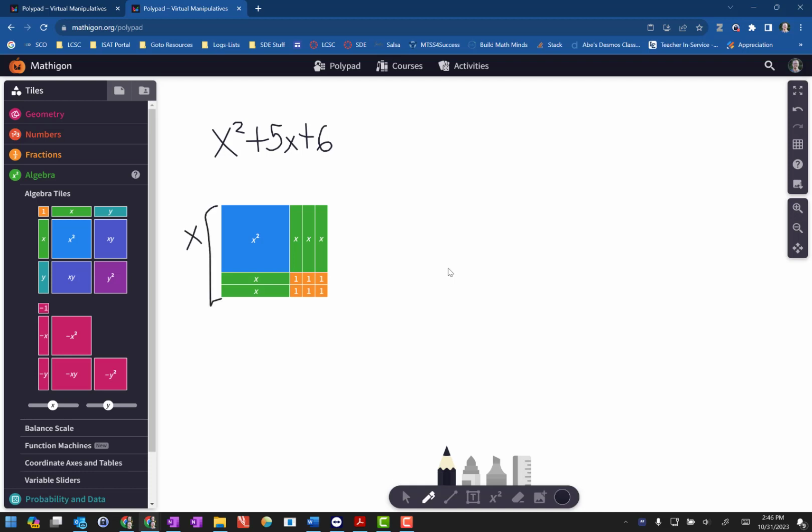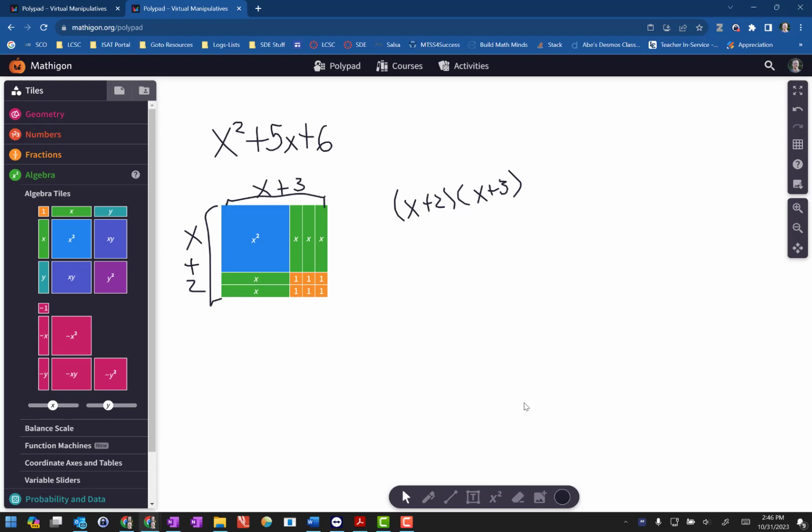This is x plus 2, and this one is x plus 3. So our factored form is x plus 2 times x plus 3, with our physical representation of what that looks like.